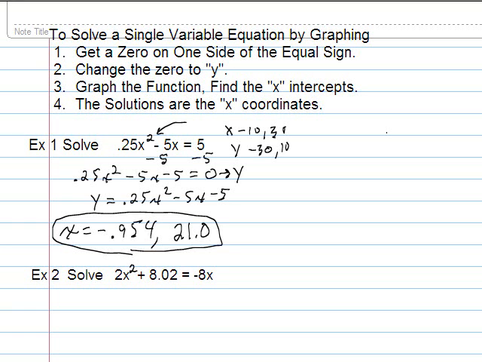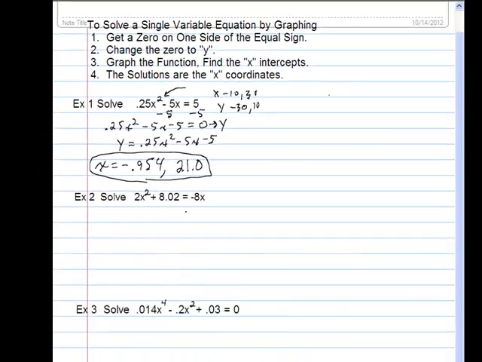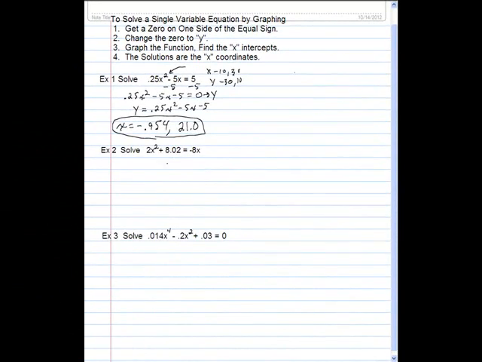Okay, let's try our second function. It says solve 2x squared plus 8.02 equals negative 8x. Step 1, get a 0 on one side. I'll move the negative 8x to the left.